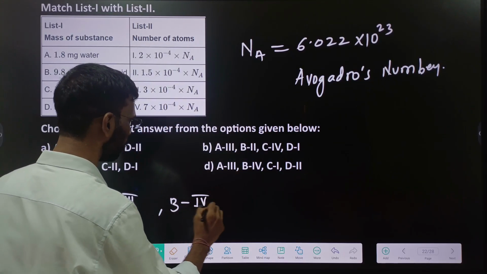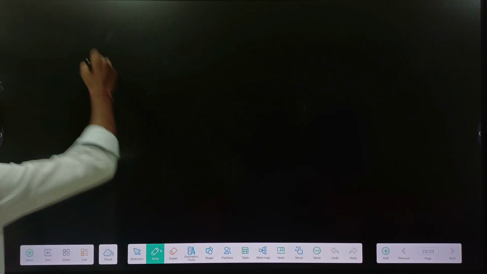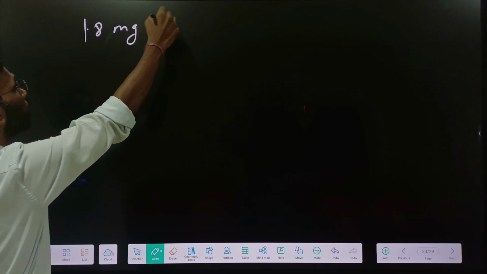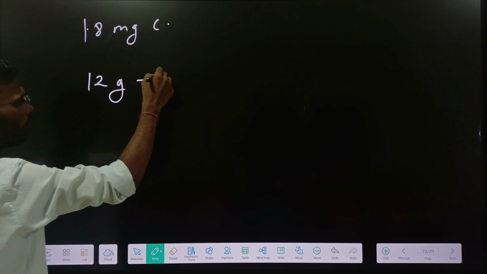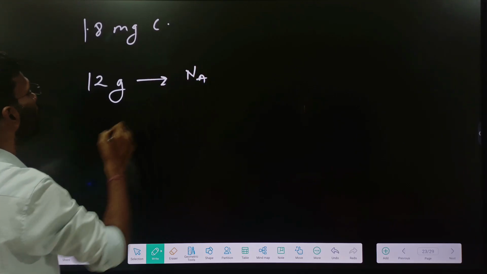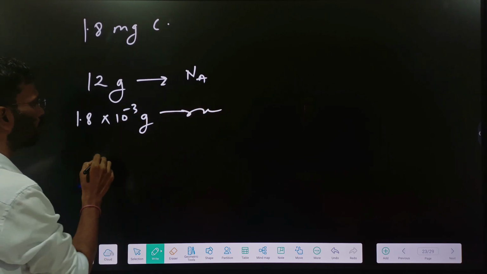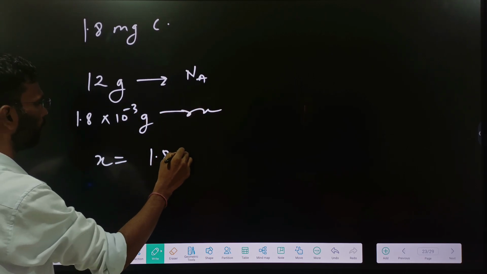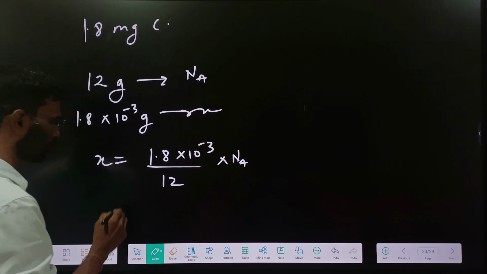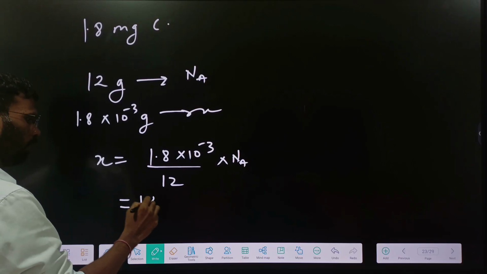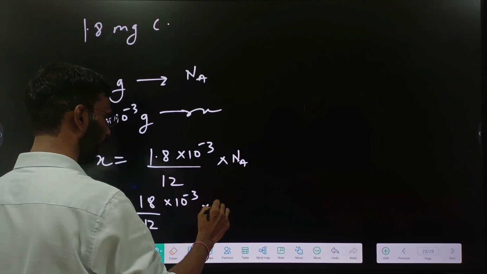So for this, B will be what? B is 4. 1.8 milligram of carbon. I'll write 1.8 gram, sorry. Carbon molar mass is 12 gram. Therefore, this is equal to Na. 1.8 into 10 raised to minus 3 gram will be X. X will be equal to 1.8 into 10 raised to minus 3 upon 12 into Na.